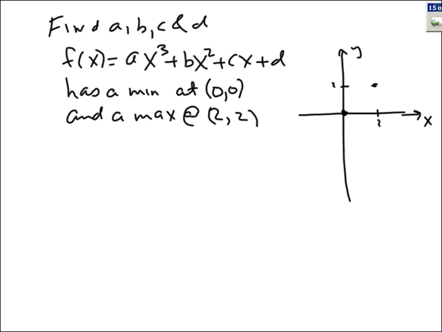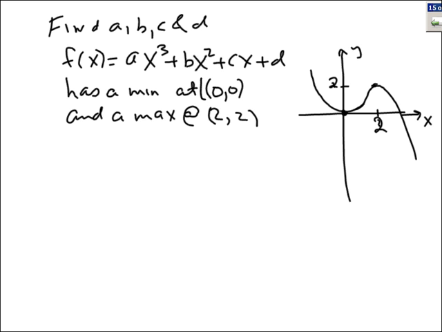And if it has a min at 0, it has to be coming down like that. If it has a max at 2, it has to go up and come down at (2, 2). So there's the graph. Graphing it was no big deal, but I need to find A, B, C, and D. There are 4 unknowns, so I have to come up with 4 equations.